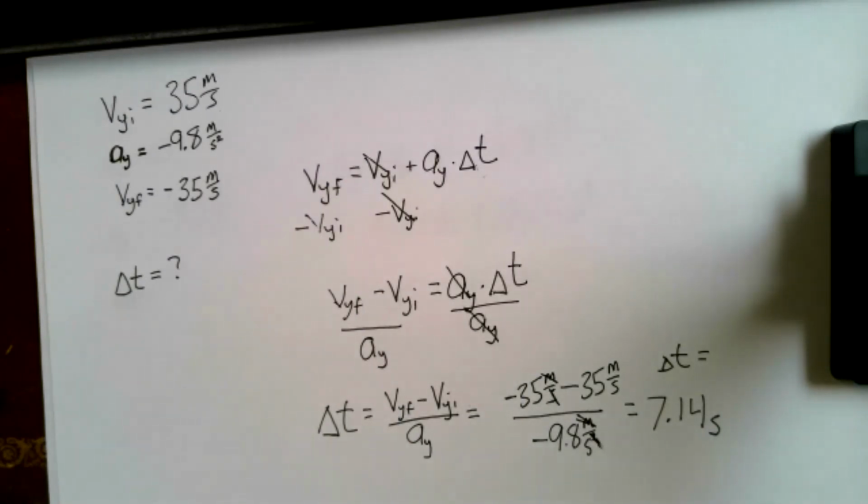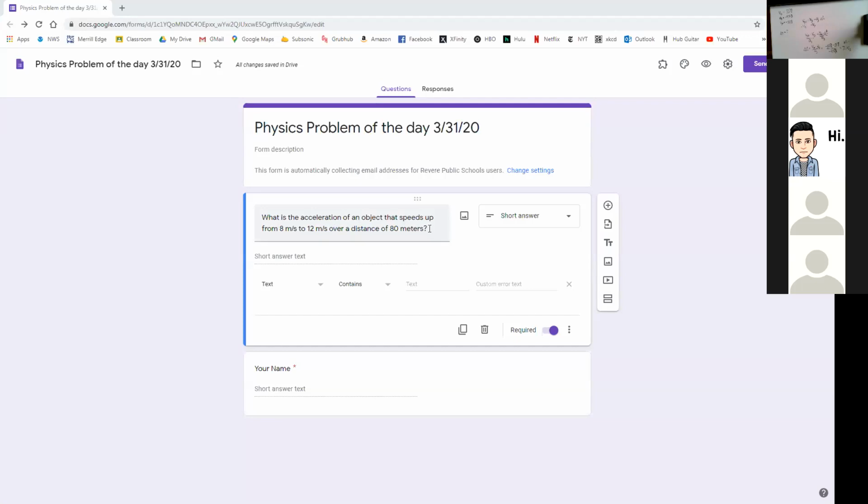Questions from you guys on how we got any of the givens or did the rearranging or anything like that from this problem? No? All right. So real quick, I'll show you tomorrow's problem of the day, which is this one. It's a straightforward big 4 one. There's no unit conversions or anything like that. It's just asking, what's the acceleration of an object that speeds up from 8 meters per second to 12 meters per second over a distance of 80 meters?